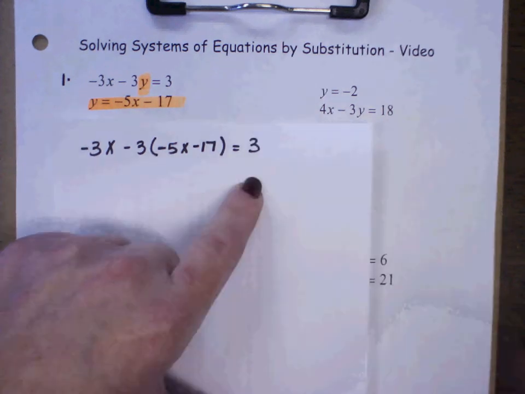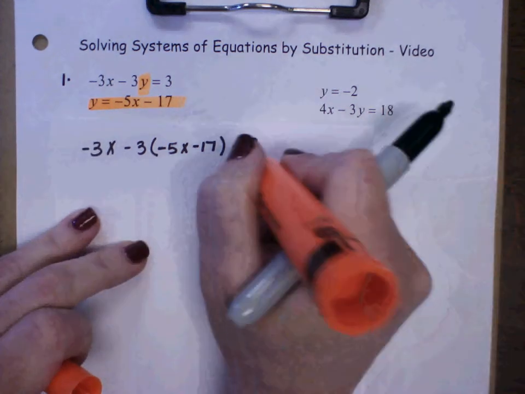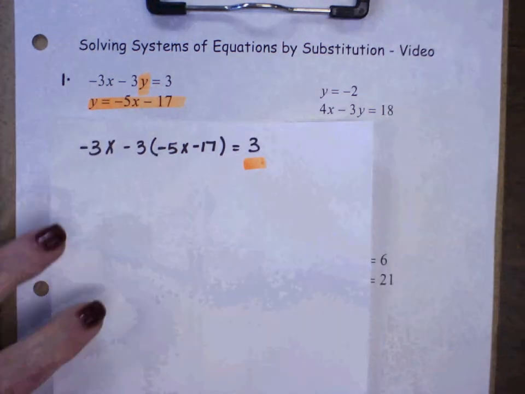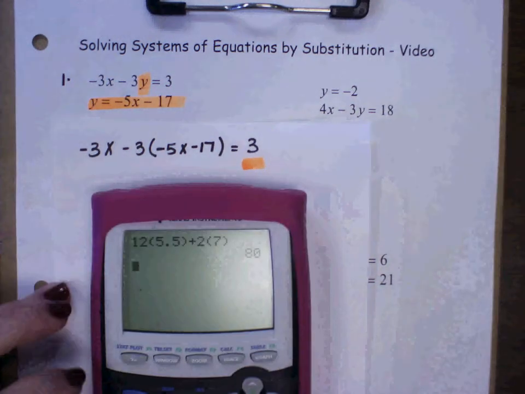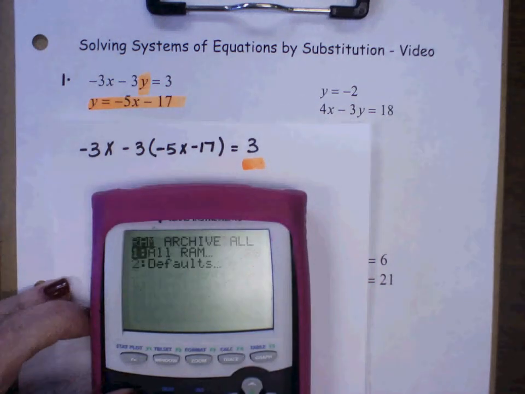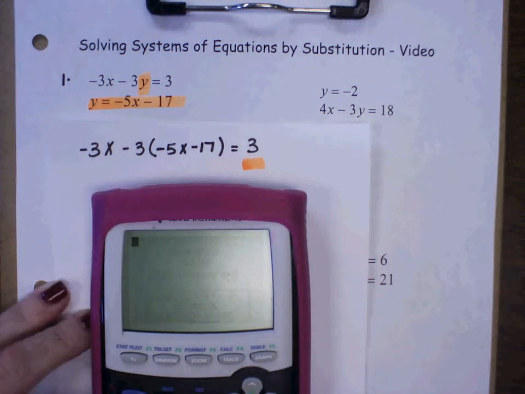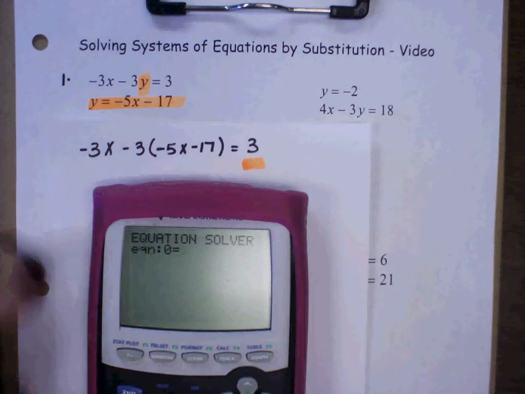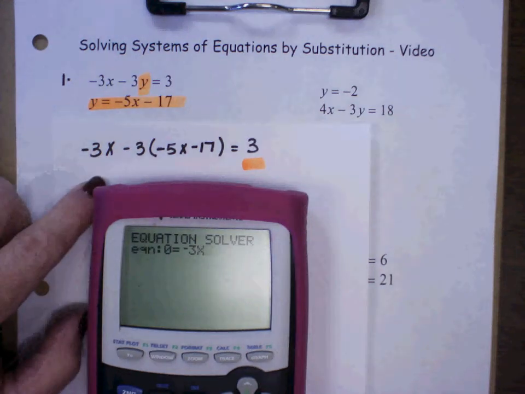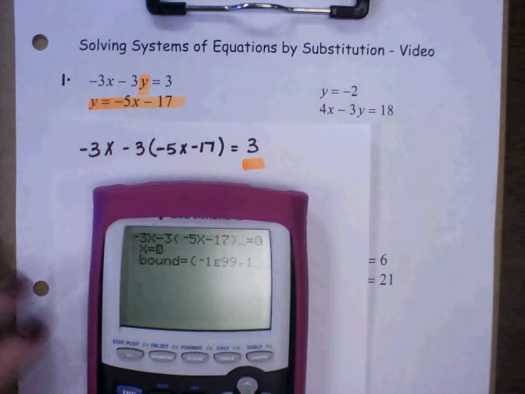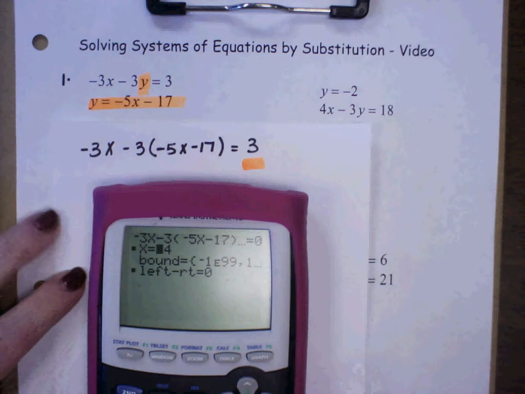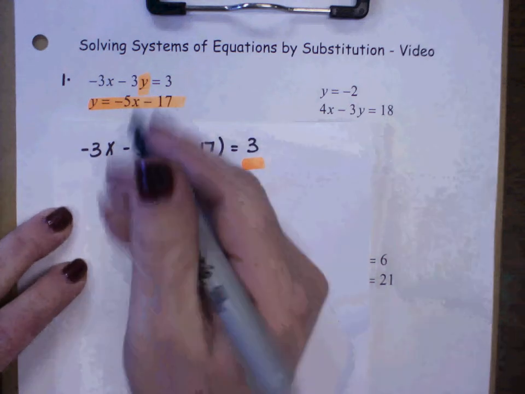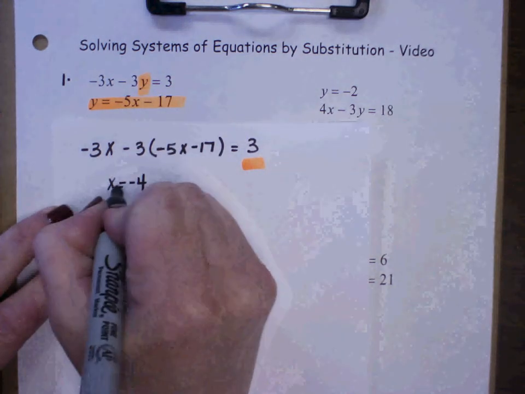So what I'm going to do is I'm going to go ahead and move the 3. And I'm going to go to my equation solver and figure out the value of x. Alright, so that would be negative 3x minus 3, negative 5x minus 17 minus 3. And then I'm going to do enter alpha, enter. You guys know how to do this. And the value of x equals negative 4. So x equals negative 4.